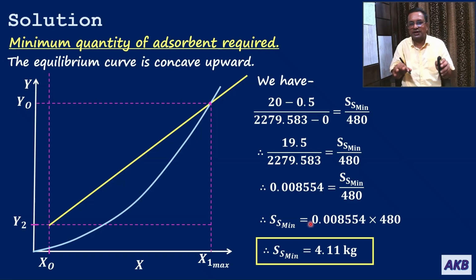And with this, we complete all the tasks. We have obtained the equilibrium data in the required form. We have checked that the converted equilibrium data follows the Freundlich adsorption isotherm. Then we got the equation for the Freundlich adsorption isotherm, with values for M and N. Then we obtained the quantity of adsorbent required in the operation. And finally, we have obtained the minimum quantity of adsorbent that can be used in the operation.